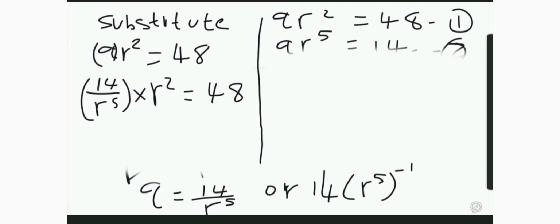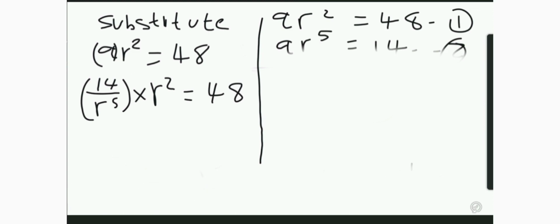So can they cancel out? Yes. How will they cancel out? Remember r^2 is like saying r times r. r^5 is r in 5 places, that is r times r times r times r times r. So what will be left? You'll be left with r^3. Do you get what I just did now?